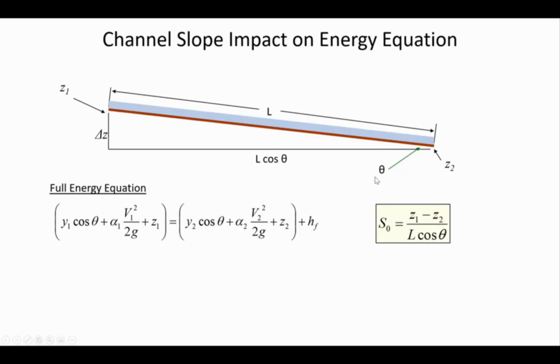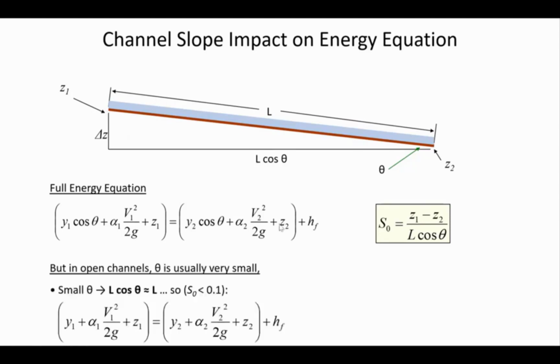And if we did that, the point that I wanted to make is that in channels you have relatively small angles, you know, a 1% slope would be considered pretty steep. But even for a 10% slope, L and L times cosine of theta are very, very close together. And so we don't usually bother differentiating between the top view length and the physical inclined length of a channel.